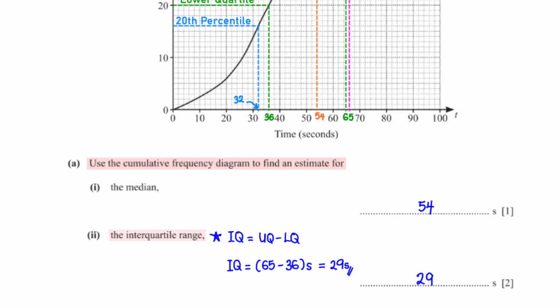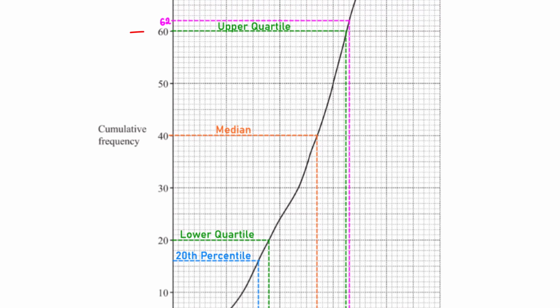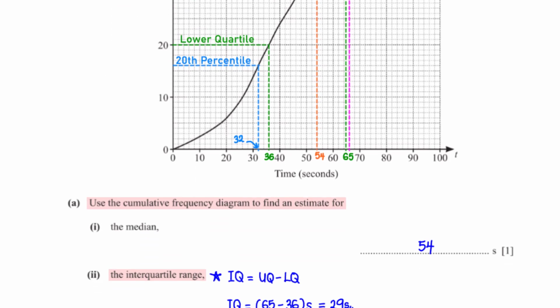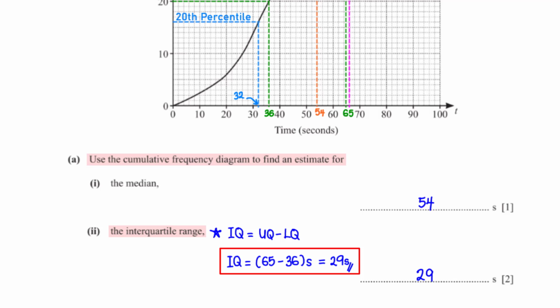Find an estimate for the interquartile range. The interquartile range is equal to the upper quartile minus the lower quartile. To get the upper quartile, we map 3/4 of 80, which is 60, on the diagram. This gives us 65 seconds. To get the lower quartile, we map 1/4 of 80, which is 20, on the diagram. This gives us 36 seconds. When we subtract 36 seconds from 65 seconds, we get 29 seconds.